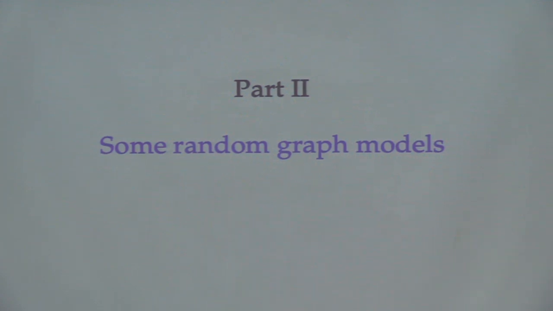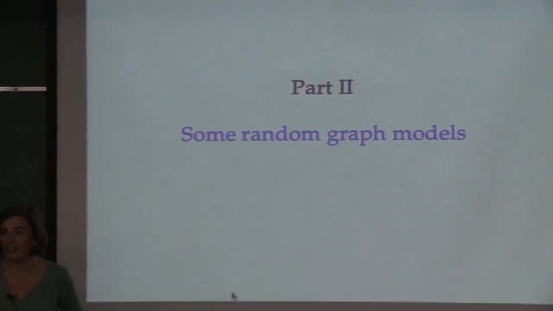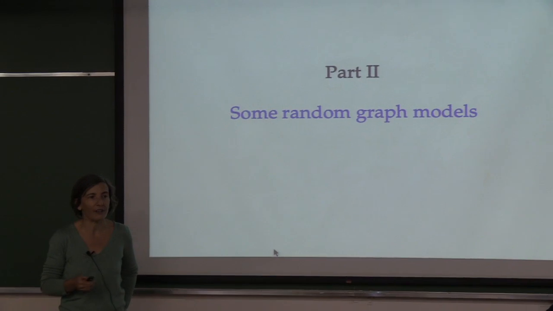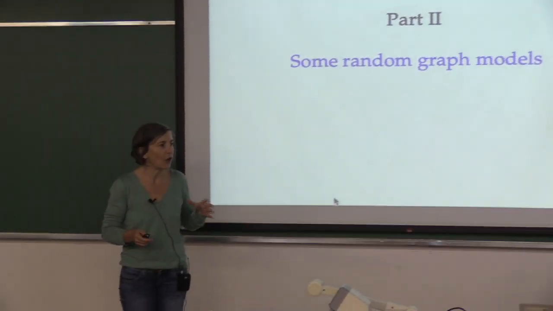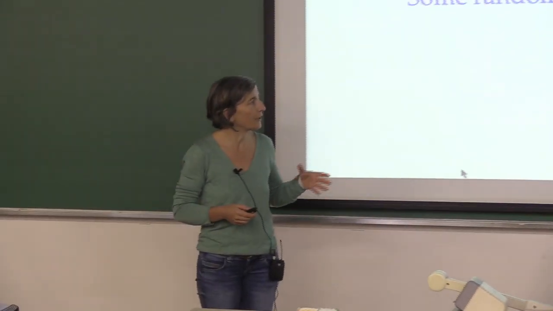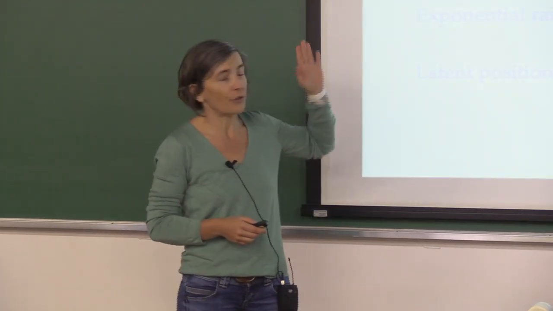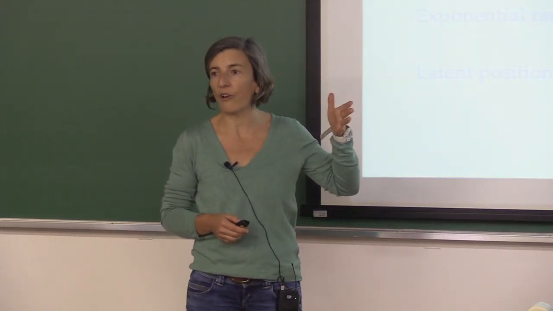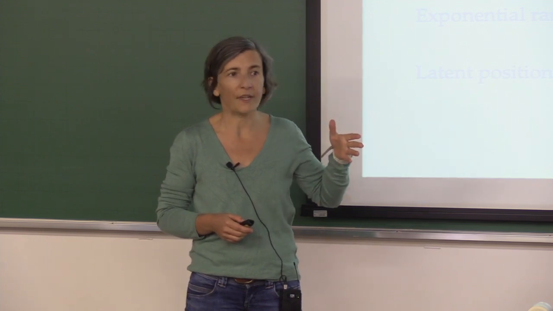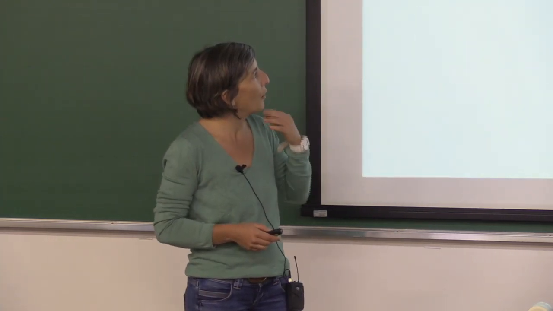I have to switch. So today we're going to see some random graph models, the most classical ones, to see how they work and what we're going to do with them. The first very well-known random graph model is the Erdős-Rényi model. So let's see how it works.